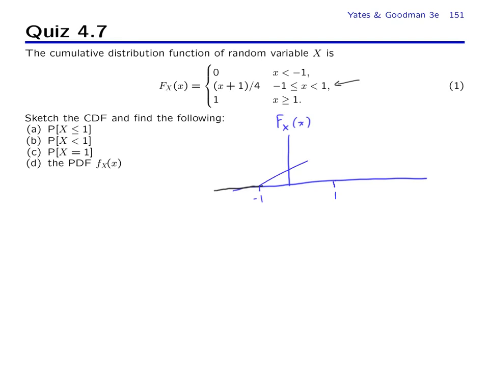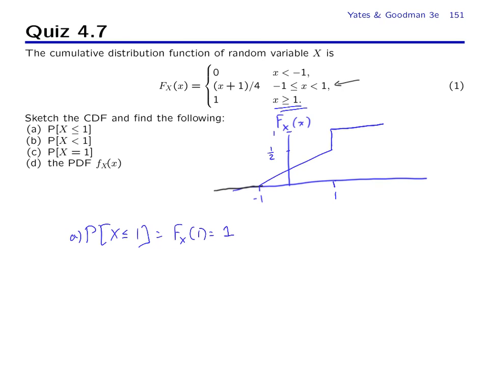So it grows. Here the function is equal to 1/2 because at x equals 1, x plus 1 over 4 is 2 over 4, which is 1/2. And then at x equals 1, we see that there's a jump up to 1. So something funny happens there. Okay, so now we can answer the questions. The probability x is less than or equal to 1 is just the CDF at 1, and it equals 1.